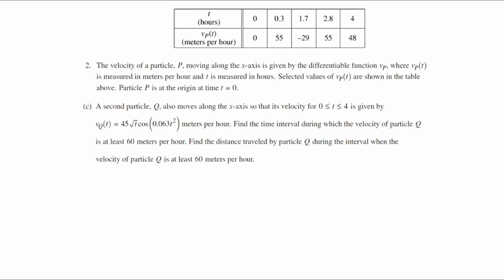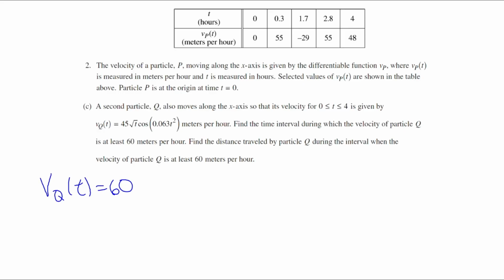So first thing we'll do is we'll just set v sub q of t equal to 60, and we'll graph it on our graphing calculator. We can either graph v sub q of t and graph y equals 60, or we can graph v sub q minus 60, and then see when that has x-intercepts. So that's what I'm going to do, I'm going to graph v sub q minus 60. You don't necessarily need to write that as you do it.